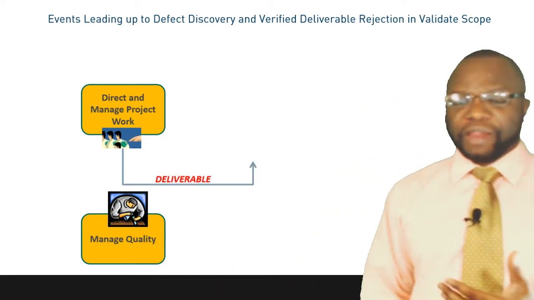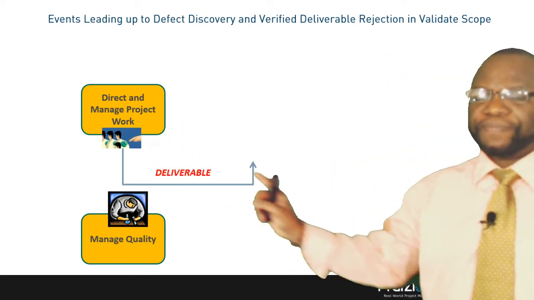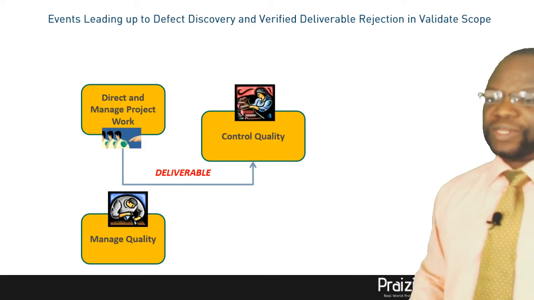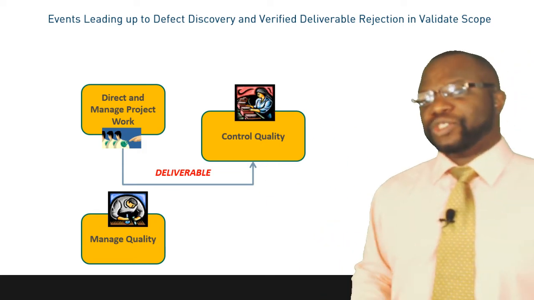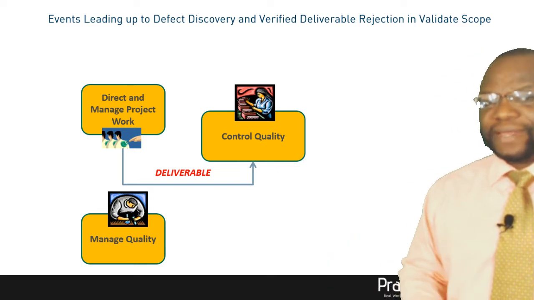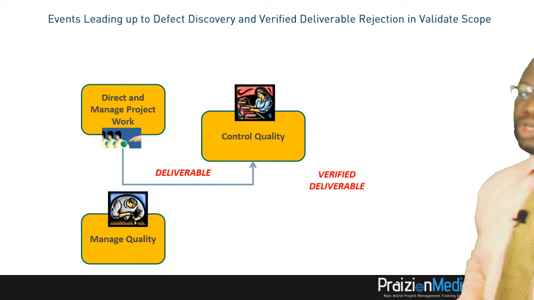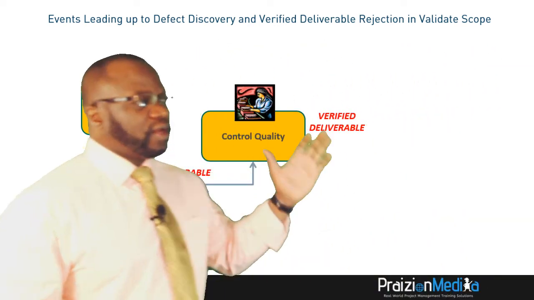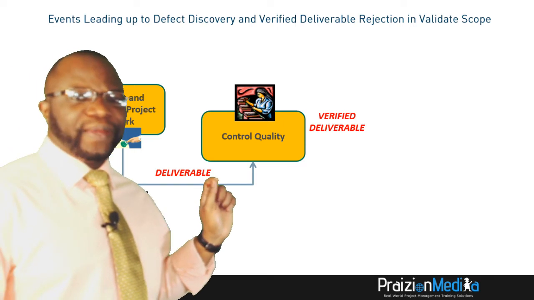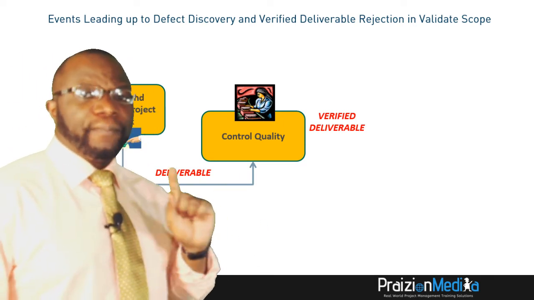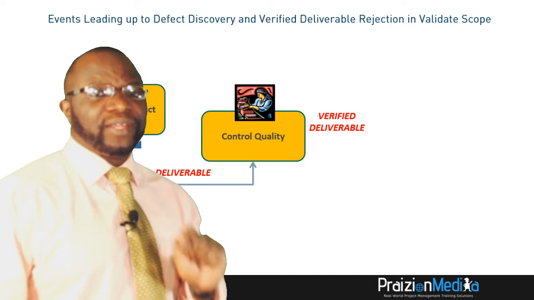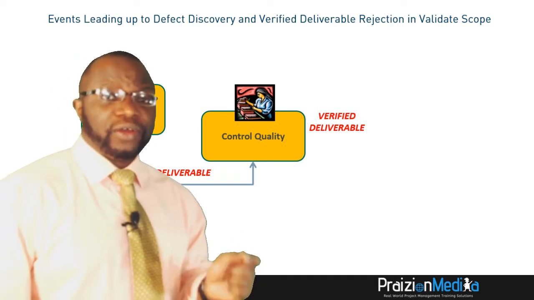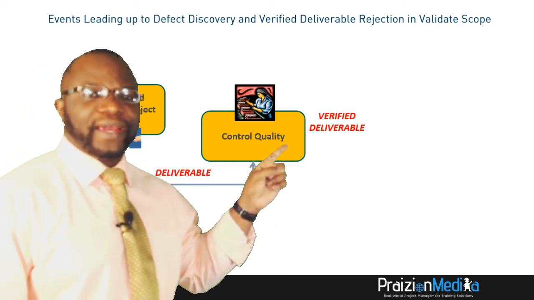At the end of the day, we're going to have deliverables coming out of direct and manage project work. Deliverables will then become an input to control quality. This is where the lady on the conveyor belt was checking to make sure that things were going according to plan. Now, as she checks this time, she will realize that a verified deliverable is the result. What is a verified deliverable? A verified deliverable means that it has been checked and it has been approved by the performing organization, by the people who are working the contract or the project for the customer. In other words, this thing right here is for the customer.